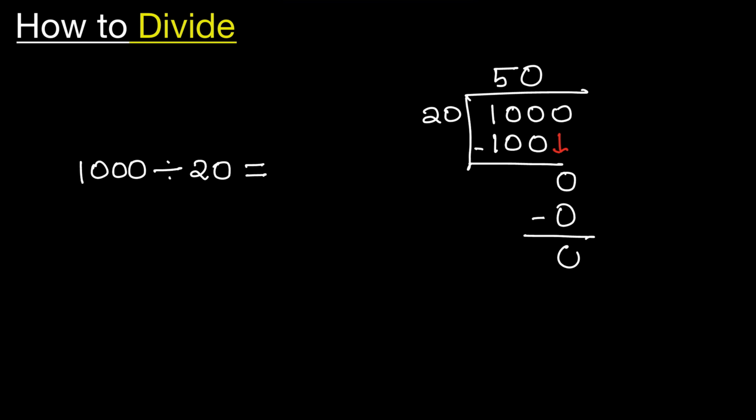Subtract, we get 0. As we have no number to bring down here and we have got the number 0, so we will stop. Therefore, 1000 divided by 20 is equal to 50. And this is our final answer.